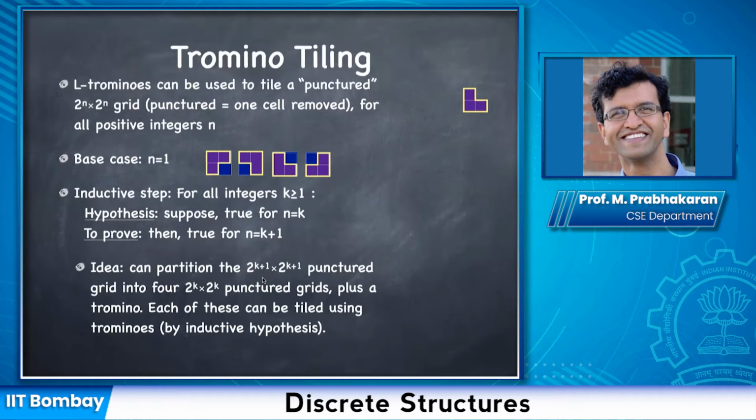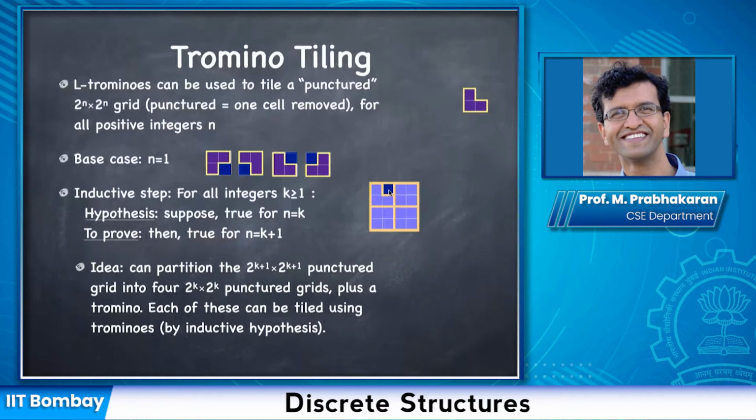What I'm going to do is break this grid. So here is an example with k equal to 1, so k plus 1 equal to 2, right? So this is a 4 by 4 grid with one cell removed. What I'm going to do is split this grid into 4 parts like this, where each part is a 2 to the k by 2 to the k grid, and one of them is punctured. The others are not going to be punctured, right? Exactly one of them is punctured.